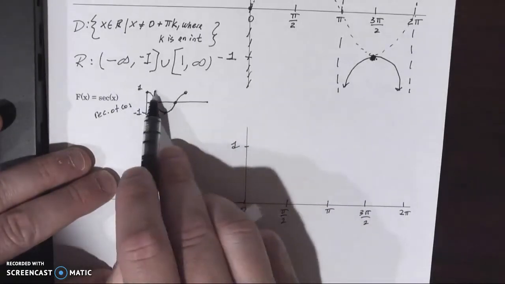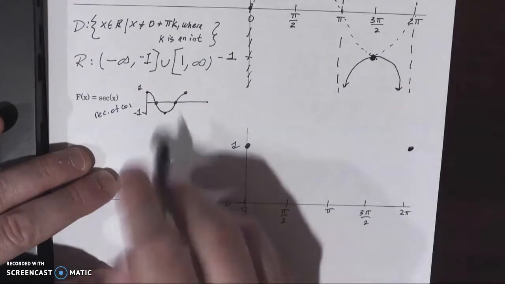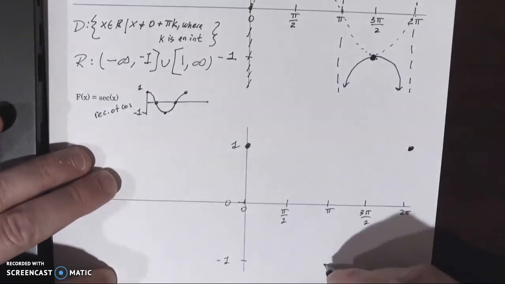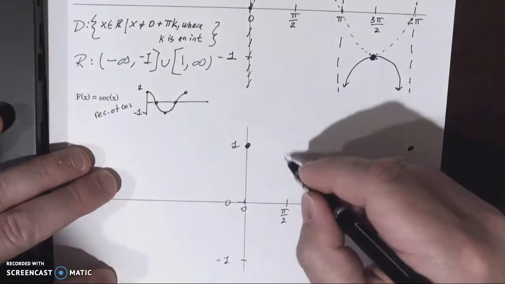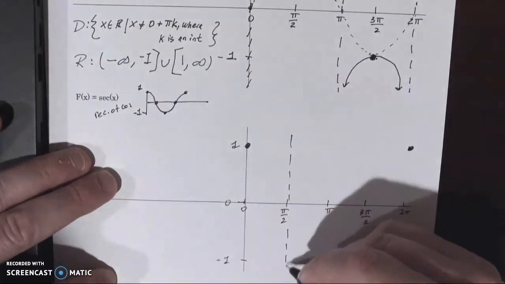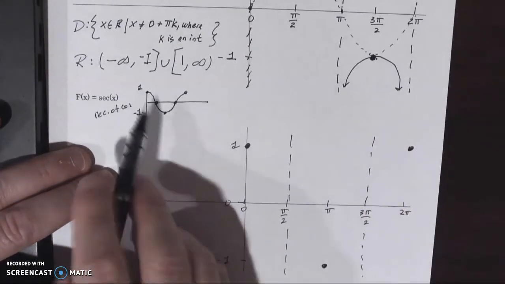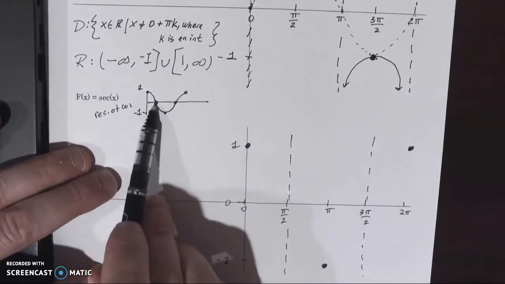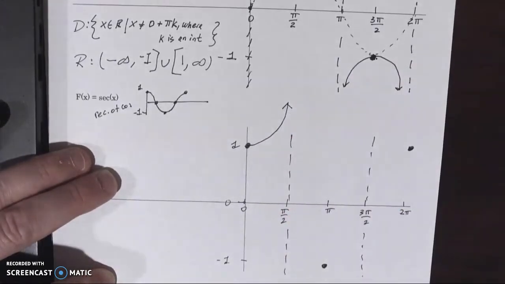At the y equals 1 points, we will still have y equals 1. At the y equals -1 points, we will still have y equals -1. At the zeros of cosine, we should have asymptotes for secant. Same reason we talked about on the previous graph. As we go from 0 to pi over 2, we're getting infinitely close to 0 on the positive side, which means the reciprocal would be getting infinitely close to infinity.